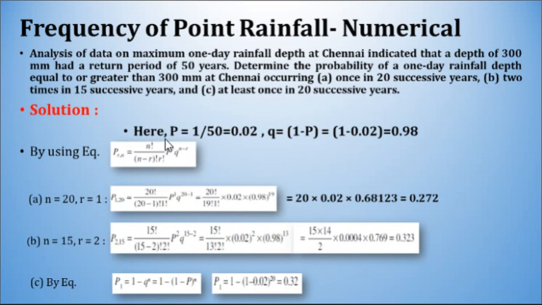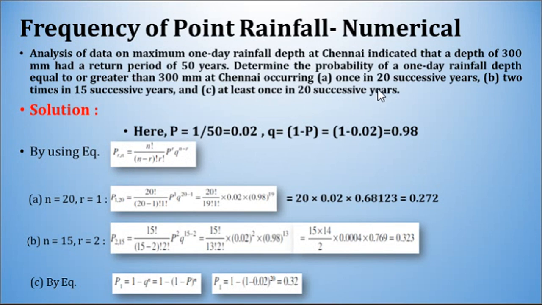So here probability p is equal to 1 upon 50. Return period is given as 50. So 1 upon T, it is equal to 1 upon 50. It is equal to 0.02. q, the probability of non-occurrence of the event, is equal to 1 minus p, which is equal to 1 minus 0.02, which is equal to 0.98. So by using the general equation, P(r,n) is equal to n factorial upon (n minus r) factorial into r factorial multiplied by p raised to r, q raised to n minus r.